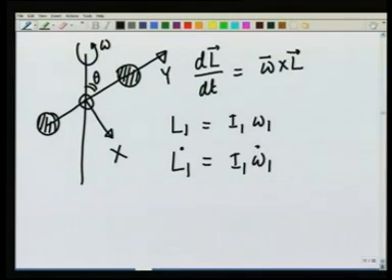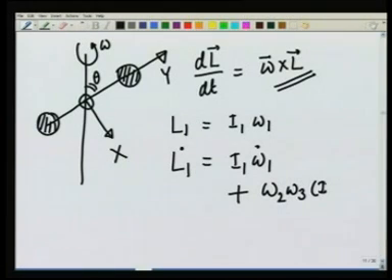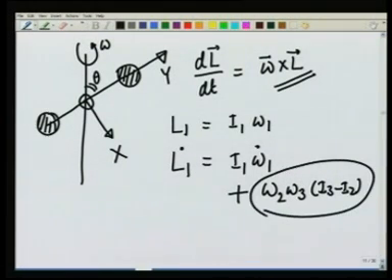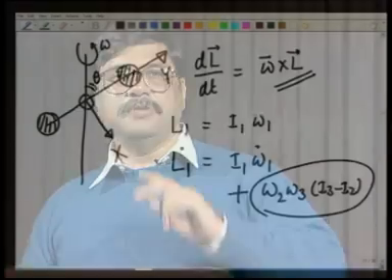In addition, there is a change in the component of angular momentum in direction 1 because of this rotation, which we earlier wrote as omega 2 omega 3 (I3 minus I2). This you recall we had been using. So there are two sources of change in the component of angular momentum along direction 1.